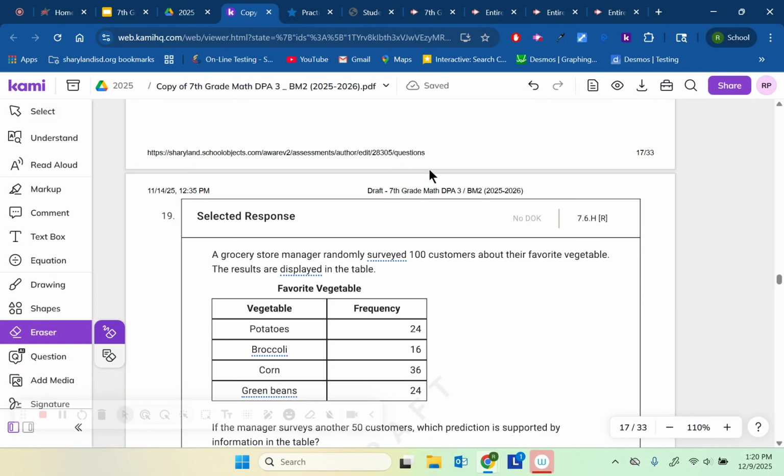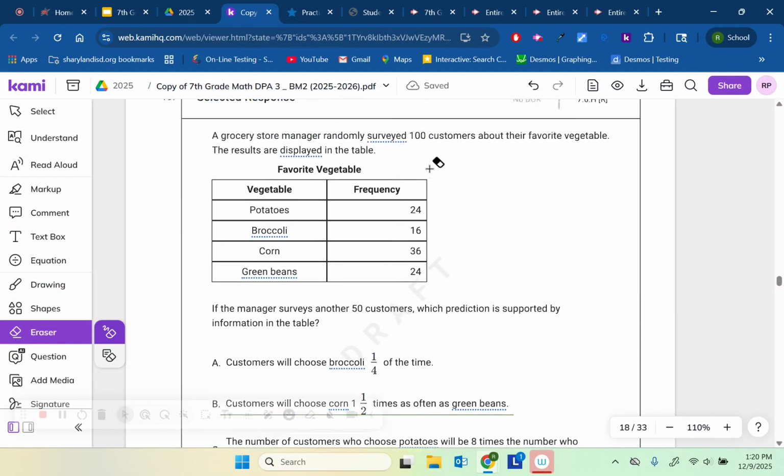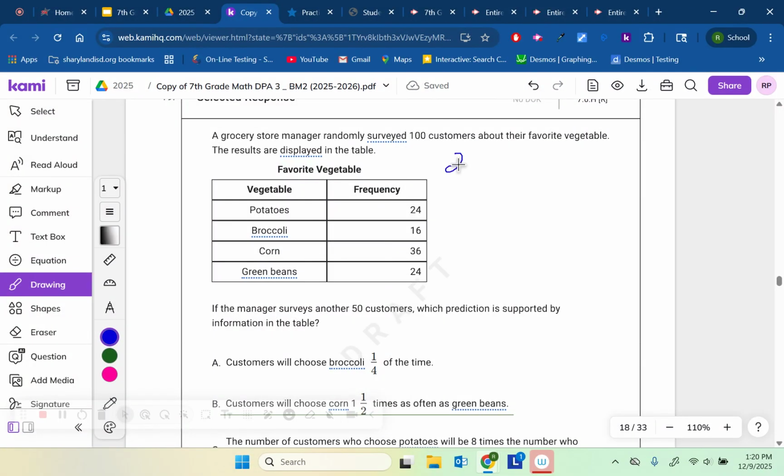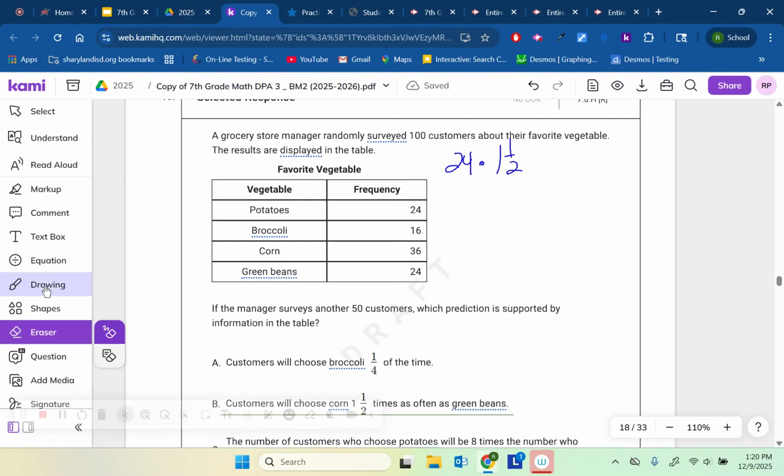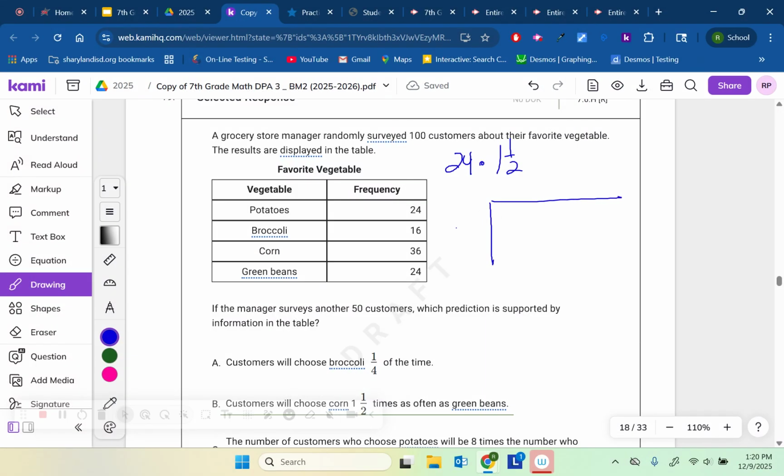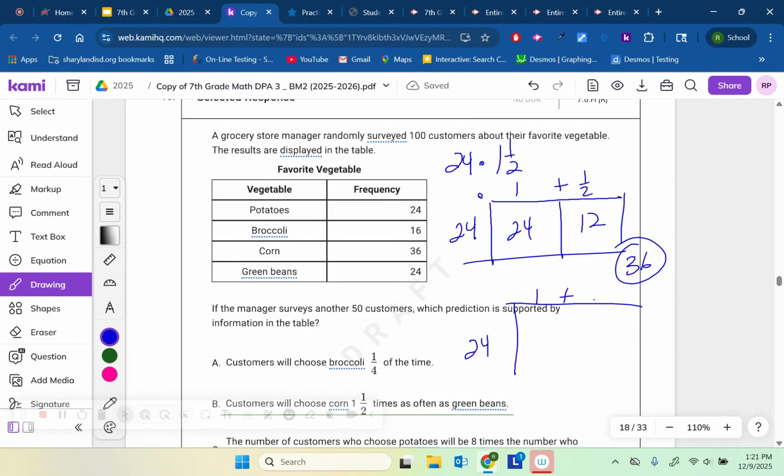I'm multiplying 24 times 1 and 1/2, which is an area model problem. Let me show you what I mean by that. What's 24 times 1? 24. 24 times 1/2? 12. There's my 36. Same thing with 24 times 1 plus 0.5. You're going to get the exact same answer. Not always do you do it this way.